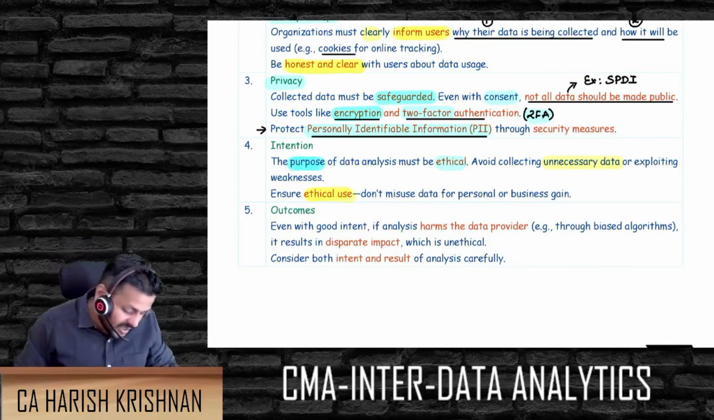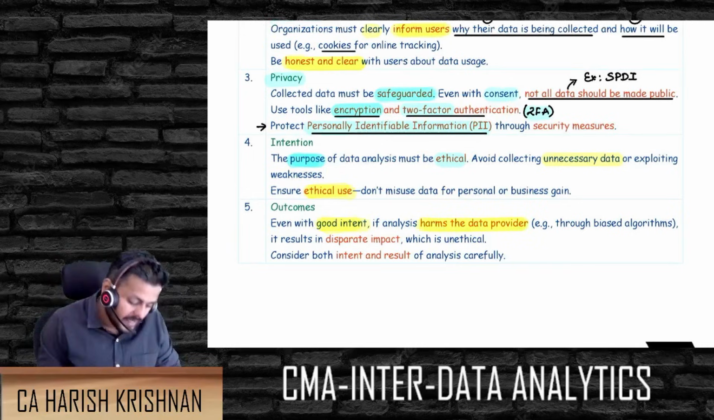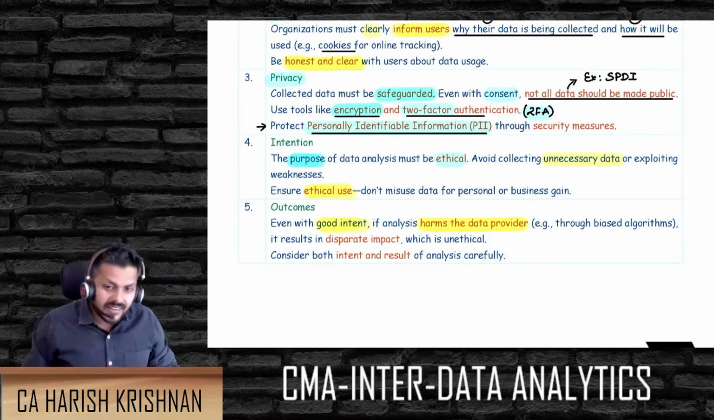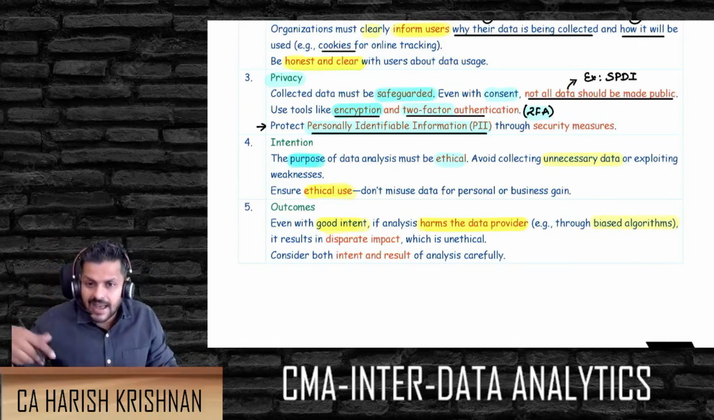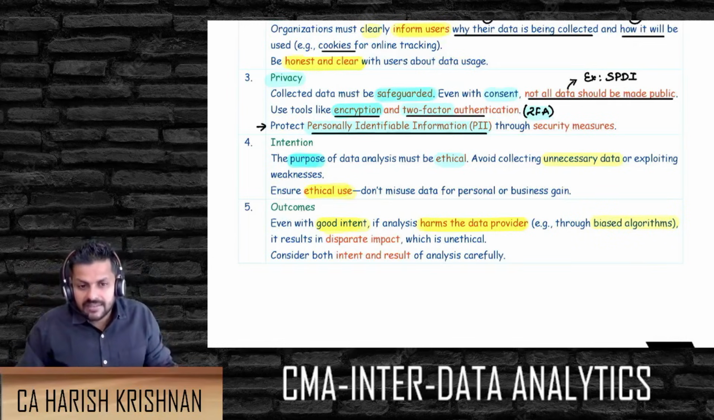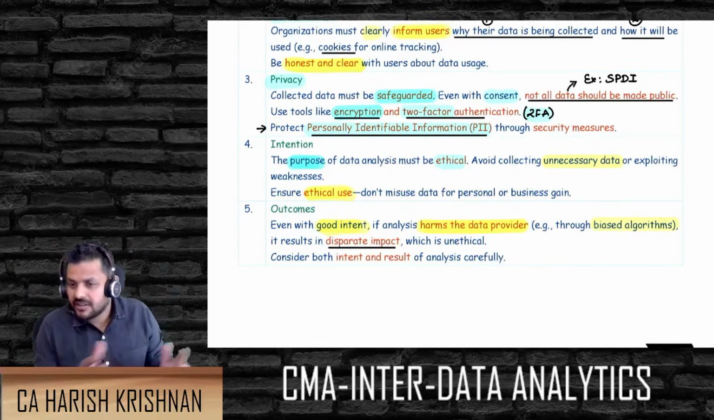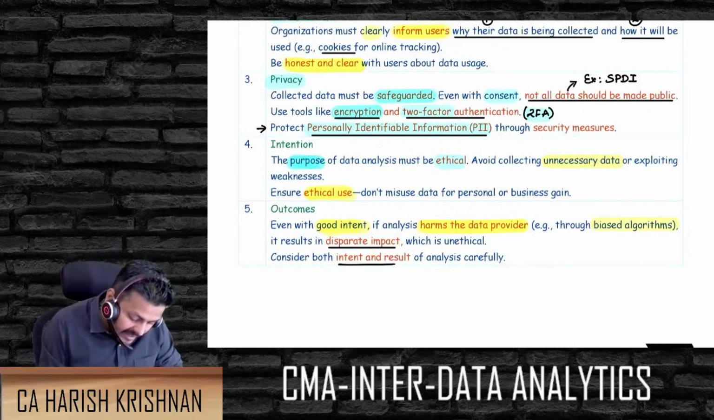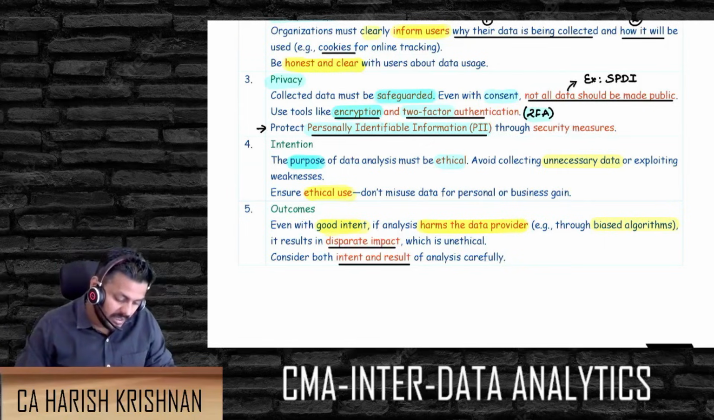And also the outcome. Even with good intent, if analysis harms the data provider because of biased algorithms. Algorithms are algos, a sequence of steps. If you write a biased algorithm, it results in a disparate impact, which is unethical, means not a right impact. So consider both the intent and the result. Point number 4 and 5. Intention and the result both are to be considered.